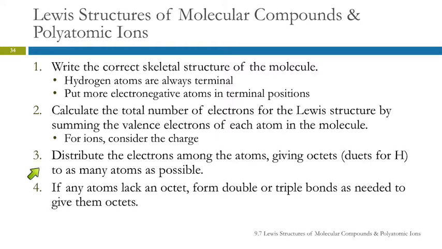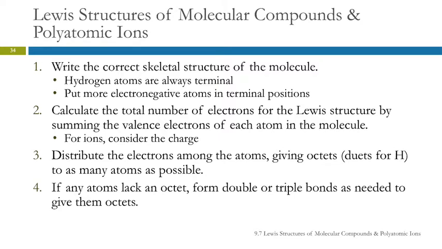Then you're going to take those electrons and pass them out to the different atoms. We want to give octets to as many atoms as possible. Hydrogen is too small for an octet. All it wants is a duet. It just needs a single bond. So hydrogen's always just going to have a single bond. That's good. And then try to satisfy everybody else. We're not going to worry about where the electrons came from. We're just going to pass them out.